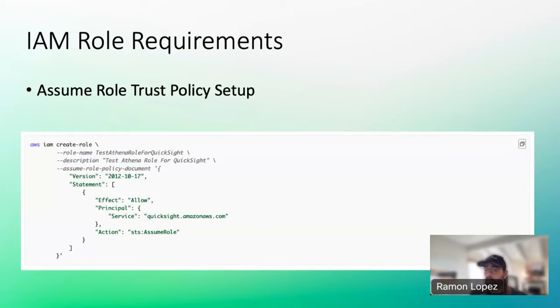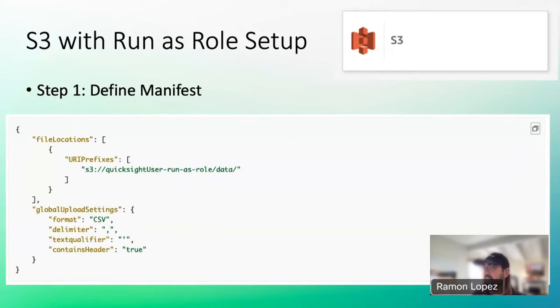For all 3 of these data sources, the role that we configure to access the data is going to need this trust policy in place. This is an assume role to allow this role to assume QuickSight permissions. This is a must for all 3 of these roles that we're going to be creating, providing access to the 3 data sources. Now, specific to S3, there are a few things that need to be done in order to create this data source.